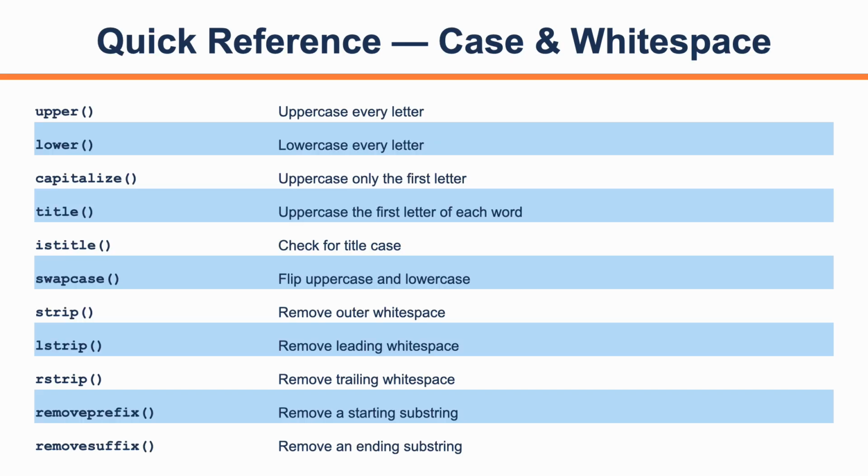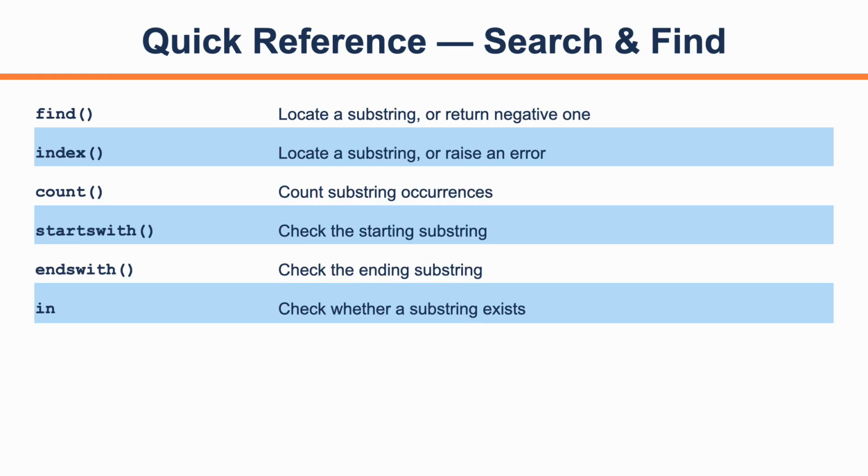This table summarizes the case conversion and whitespace methods covered so far in this course. Use it as a quick reference whenever you forget exactly how one of these methods behaves. This table summarizes the search and find methods covered so far in this course. Each one checks or locates content inside a string in a slightly different and useful way.